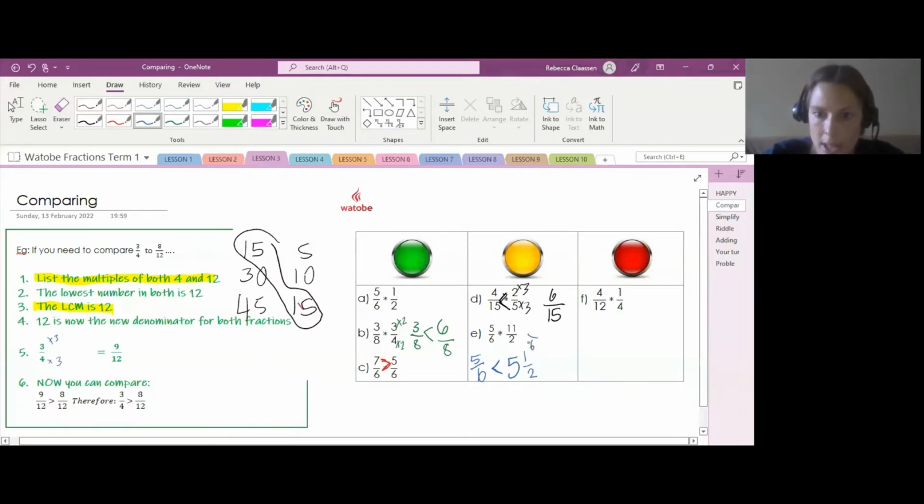And 2 can go into 6 3 times. So we multiply by 3, and we're going to times the top by 3, which means 11 times 3 is 33. So that's actually 33/6 compared to 5/6. And then we can see very clearly that 33/6 is bigger. Okay, does that make sense, Aziza?